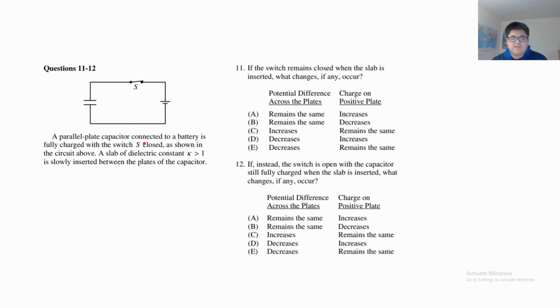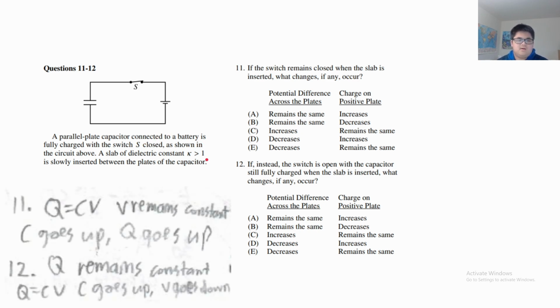I'm back. Alright, so now basically this is really just a concept question. When the slab is inserted, the dielectric constant of the slab is greater than 1. So since K is greater than 1, when the dielectric is inserted, the capacitance has to increase. The charge goes up, but the voltage remains constant. So therefore the answer to question 11 is A. The charge increases, but the potential difference, the voltage, remains the same.